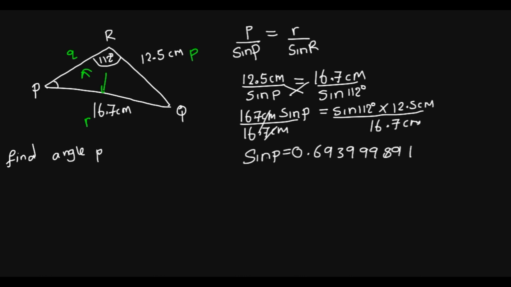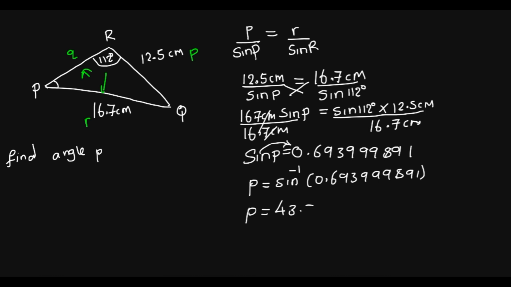0.69399891. From there, we need to shift the sine to this side. So we have p is equal to sine inverse of 0.69399891. So now we can go on the calculator, shift sine of this number. I'm getting about 43.9 degrees. So this is our final answer for this question.